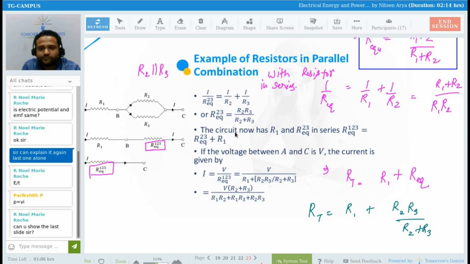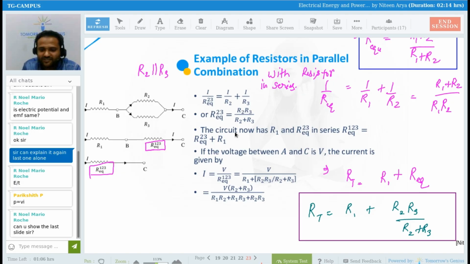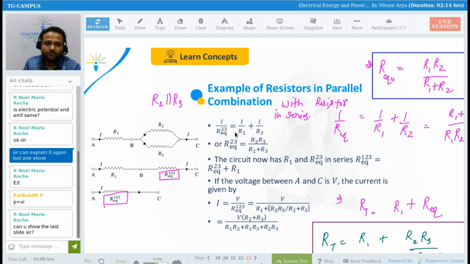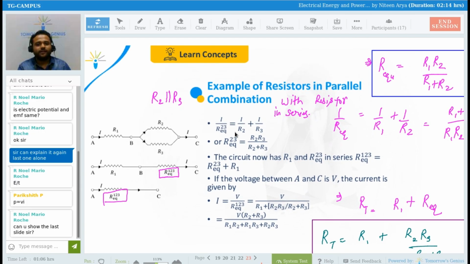Is this clear, everyone? Or did I run very fast? Tell me. Clear? So the circuit now has R1 and R equivalent 2, 3 in series. So if the voltage between A and C, and the current is I. So remember, you always get so many questions like this whenever you get a question from the combination part. Okay, is this clear?